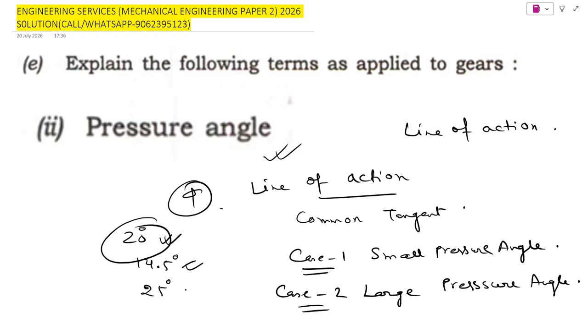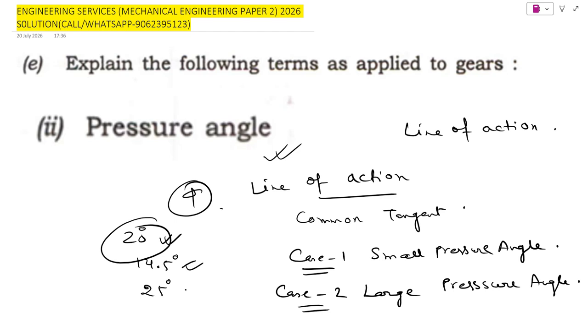Okay, now students often think that pressure angle changes the number of teeth. It does not. Pressure angle changes the direction of the transmitted force and the shape and the strength of the gear tooth, not the tooth count. Okay, so this is a very common misconception.